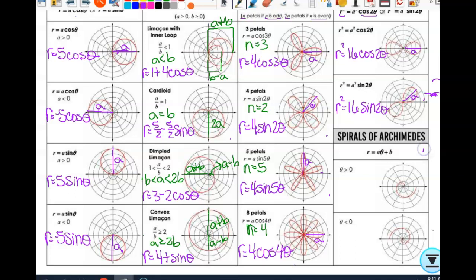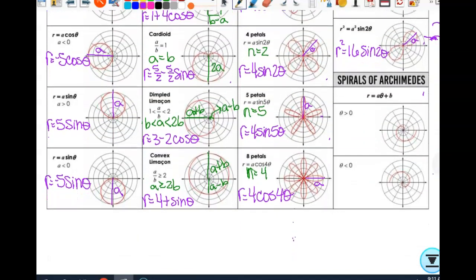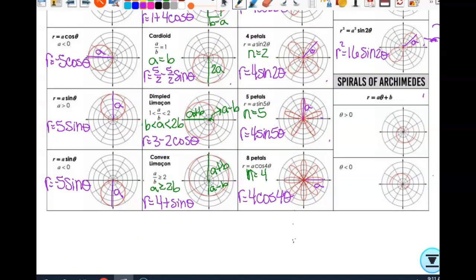Then the last one we're going to talk about is the spiral of Archimedes. We're not going to do anything with it, really. I just wanted you to see it, it's on here, so we'll see what it is. We should be able to identify it. So if we just have r equals a theta plus b, there's not a cosine or a sine in there, but I do have r and theta. It makes it a spiral of Archimedes. Depending on if theta is greater than or less than 0, that's which way it spirals. Okay, that's it on that. Just look, identify what it is. We good? All right, so keep that handy.